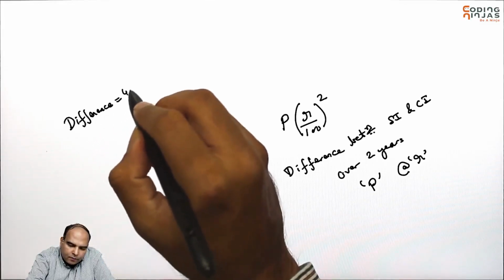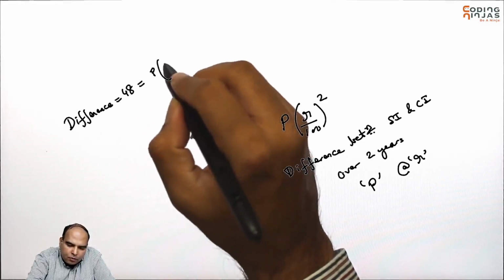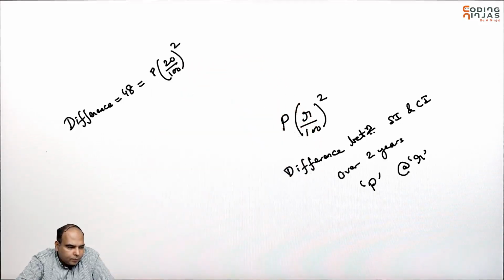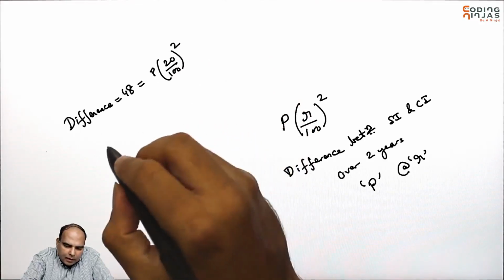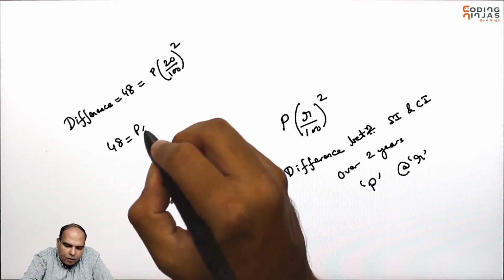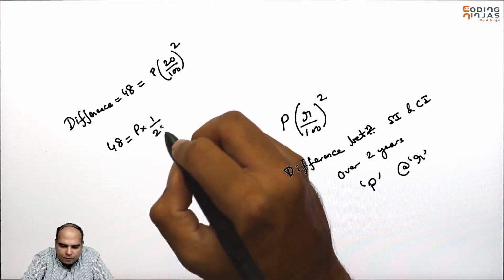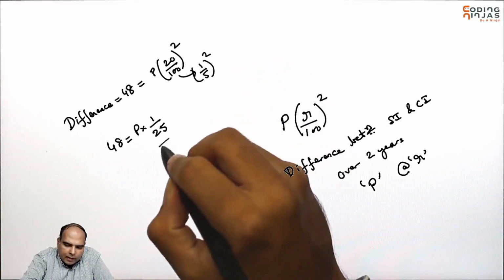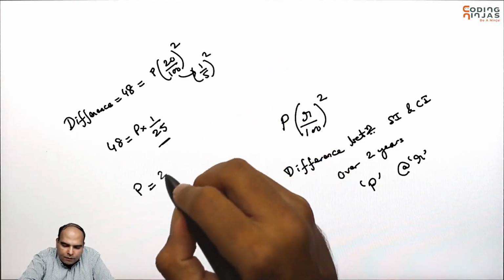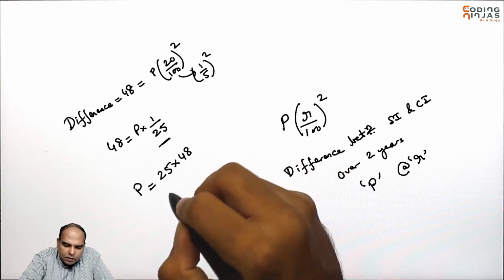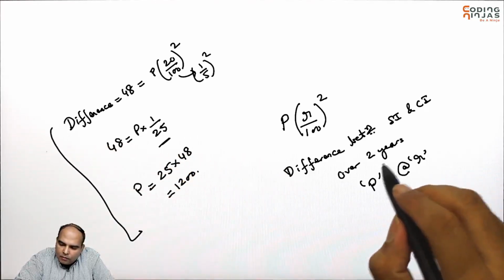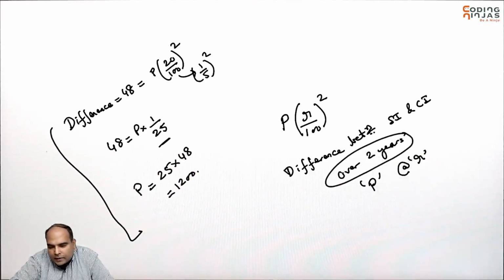which is 48, can be written as P into 20 by 100 whole square, which means that 48 is equal to P into 1 by 25, because 20 by 100 will be 1 by 5 whole square. So I can write that directly as 1 by 25. So the value of P is 25 into 48, which is 1200. So this is the third way to do this, but please remember, this only works for the difference between CI and SI for 2 years. So don't try to use this for 3 or 4 years.